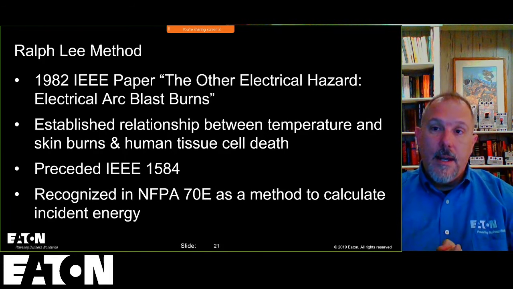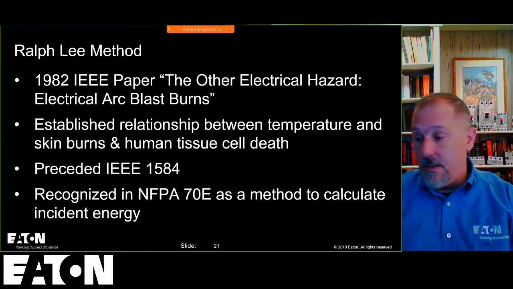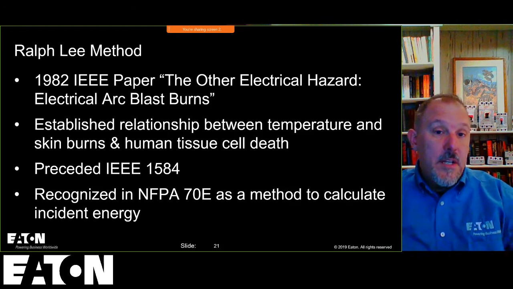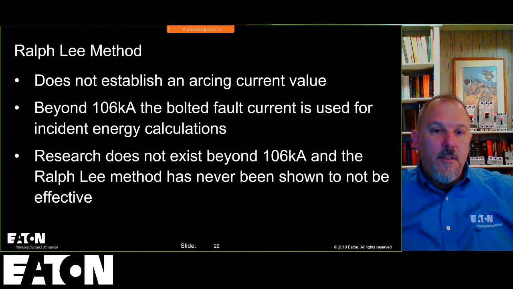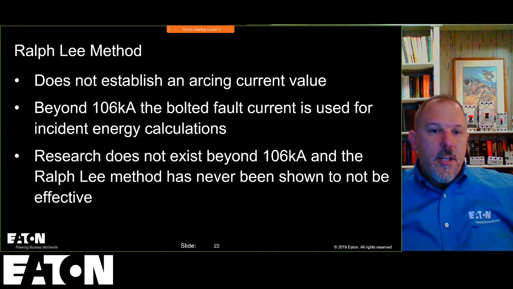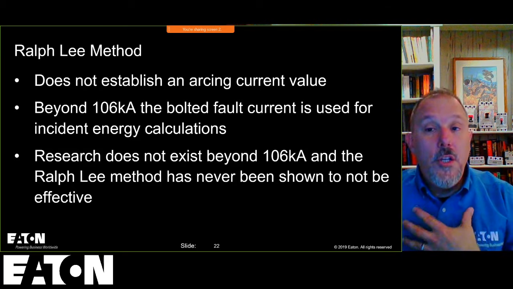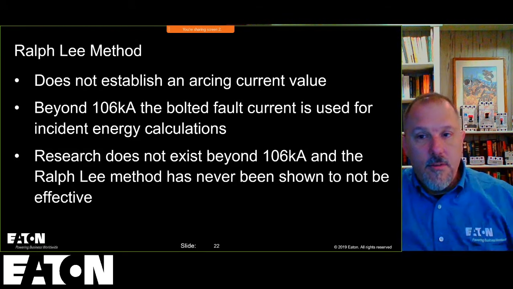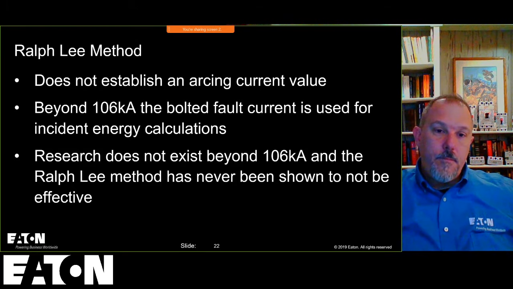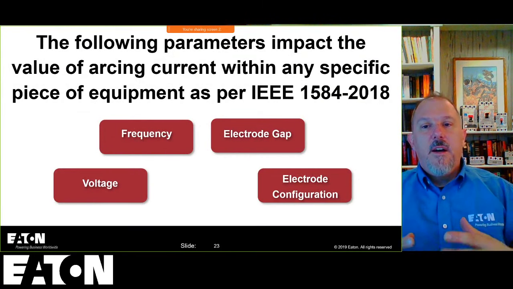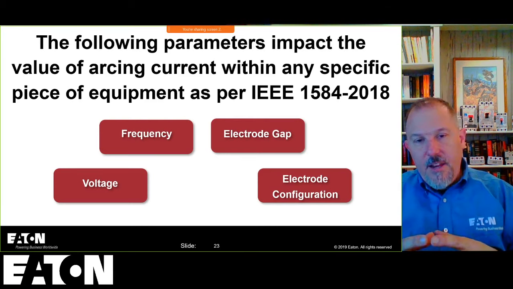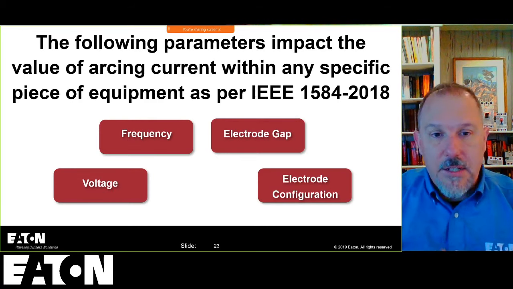But I would tell you that it doesn't calculate arcing current. And that will be a challenge. And again, it precedes 1584. It doesn't establish an arcing current value, but it's what we use when we're beyond 106,000 amps. Now, what impacts arcing current? The 1584, IEEE 1584, the 2018 version and the 2002 version.